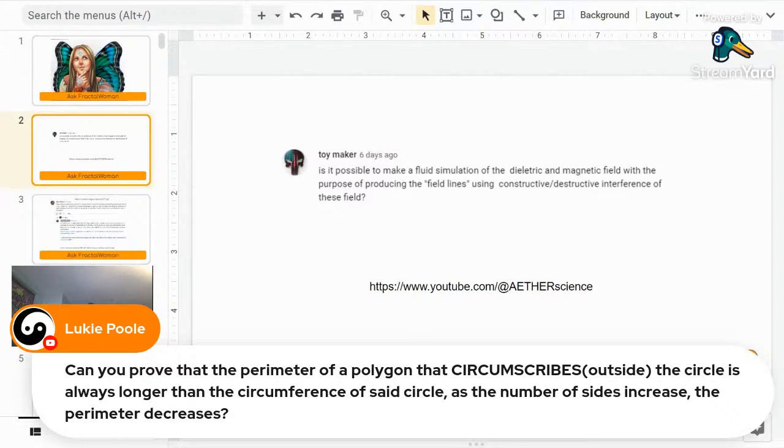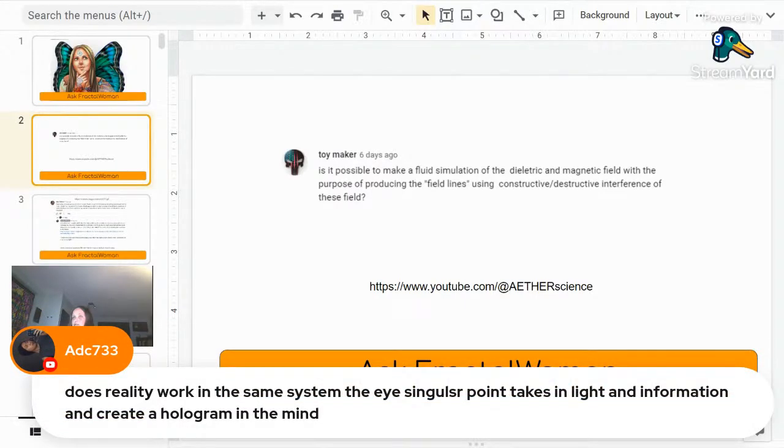So let's just see. I saw something here that looked interesting. Does reality work in the same system, where the singular point takes in light and information and creates a hologram in the mind? So does reality work the same as what we see? I'm going to say no. I'm going to say that what we see is an illusion. It's a hologram. Our mind creates it, obviously, and so I think that's a huge cause for confusion.